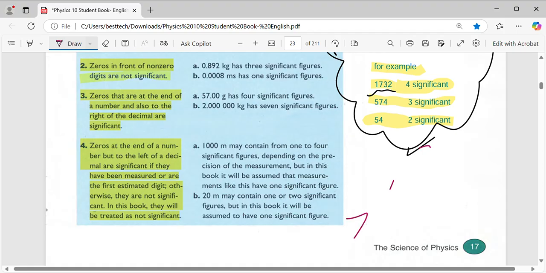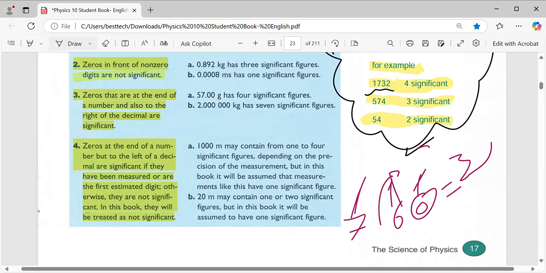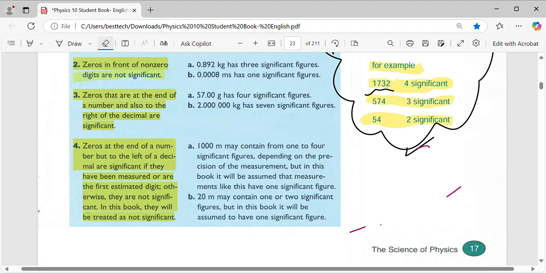Look, another example. For example, 7.60. Again, these two numbers are countable, and the 0 is countable, yes, because it comes after the point. So the total number of significant figures is 1, 2, 3. So 3 significant figures. Okay.